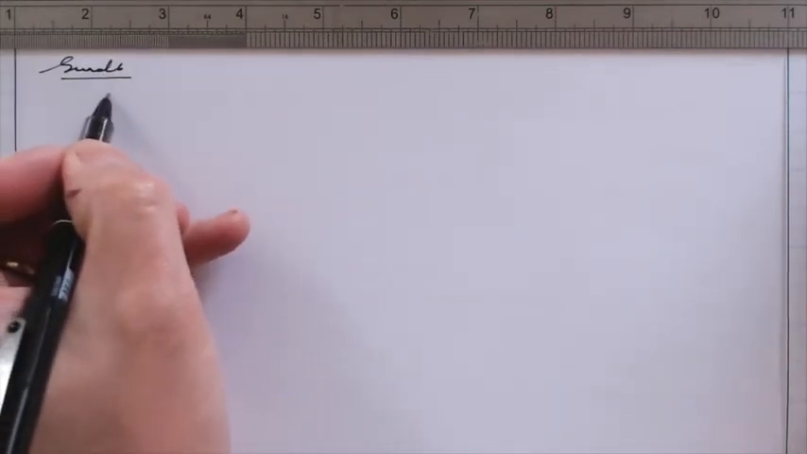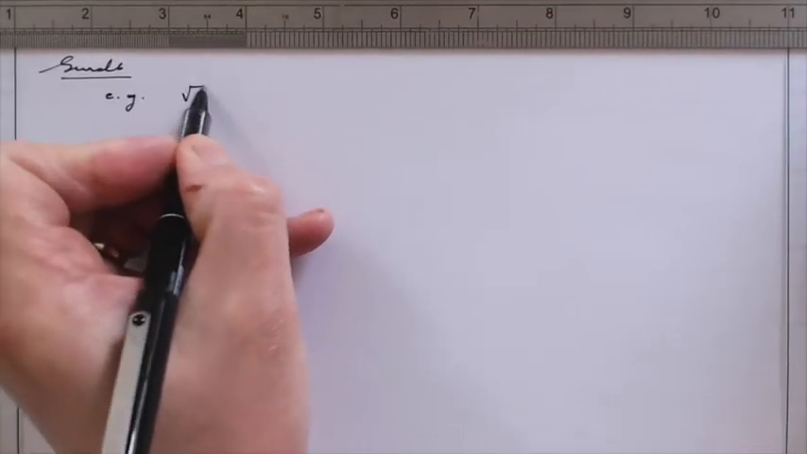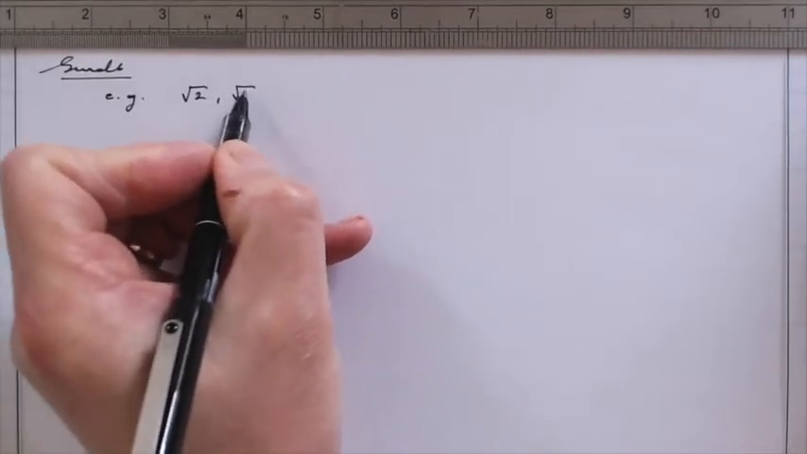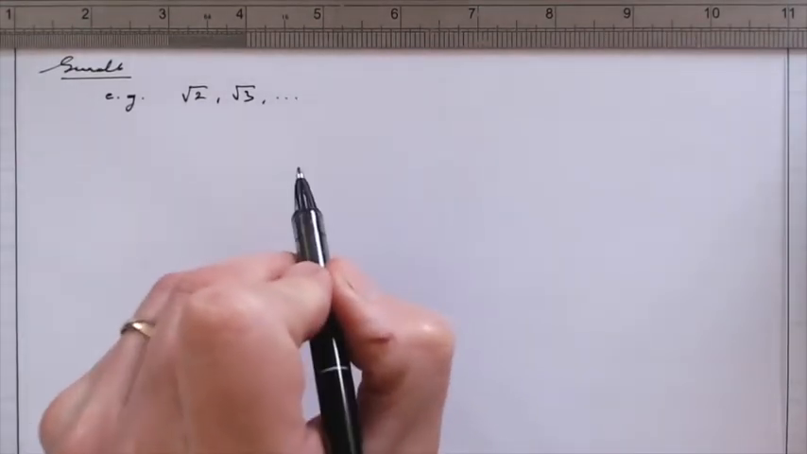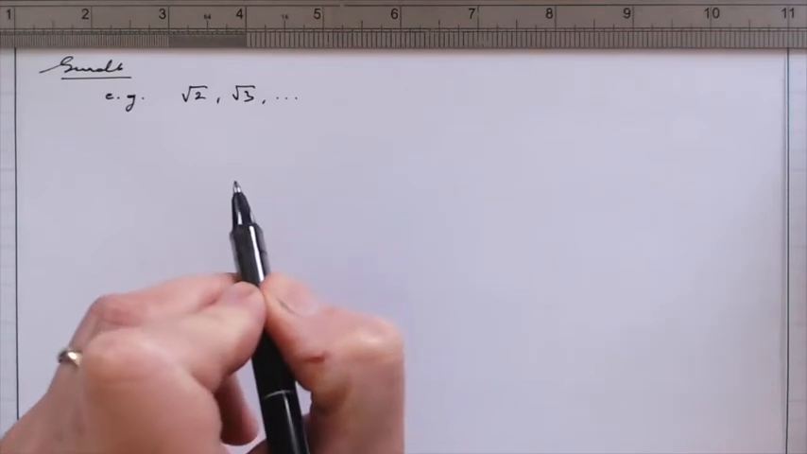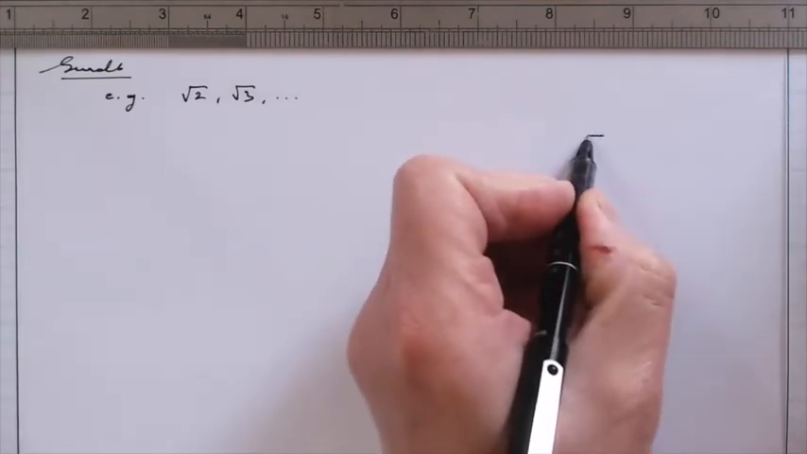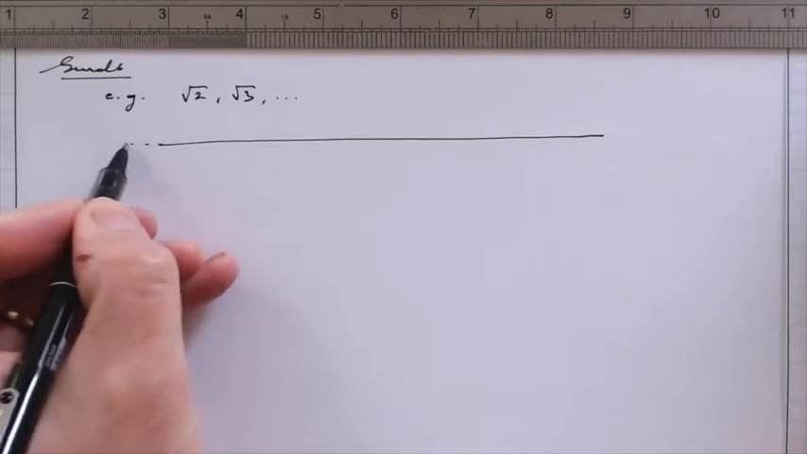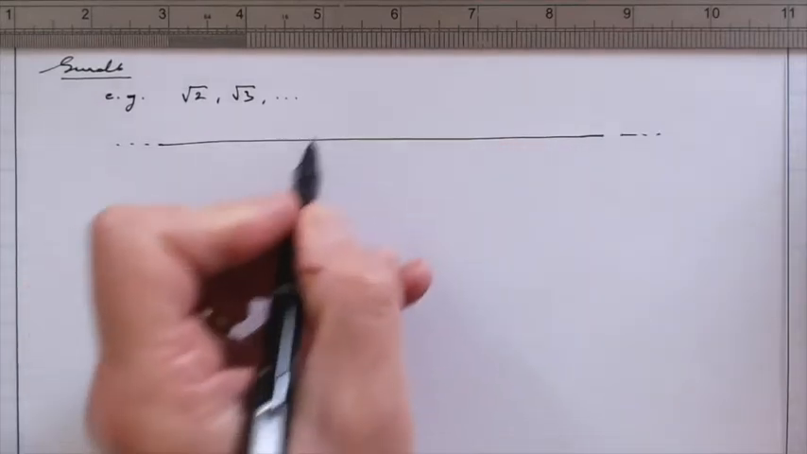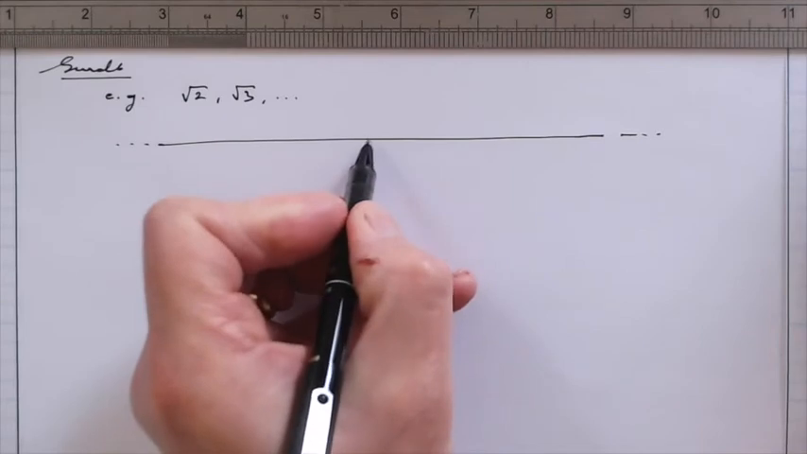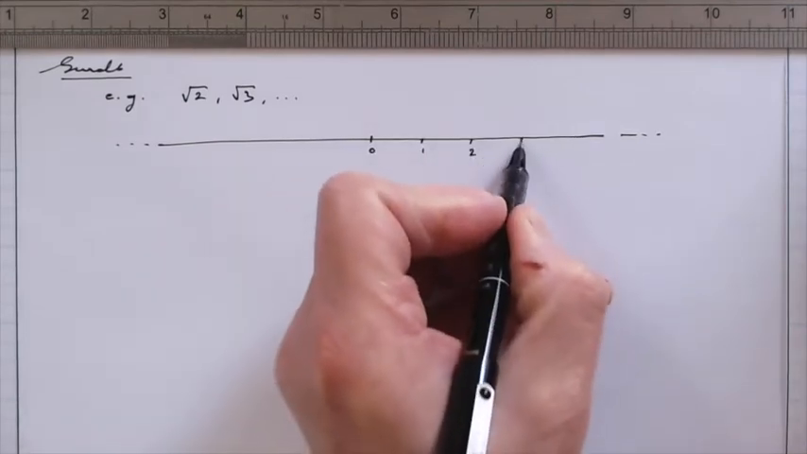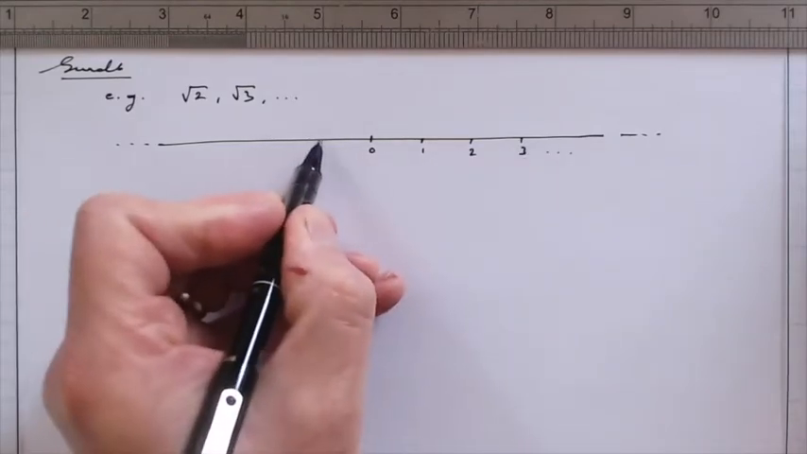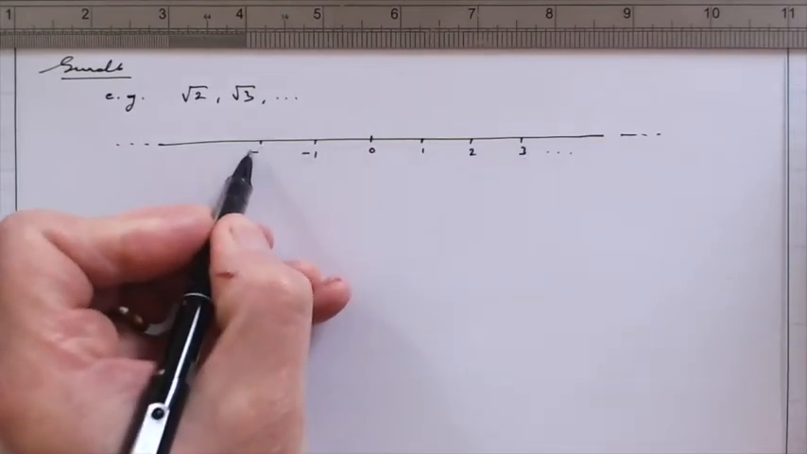When we speak of surds, what we're really talking about are numbers such as the square root of 2 or the square root of 3 and so on. These are irrational numbers, as we talked about in the numbers tutorials. Just a brief reminder here, we have the number line, which is the set of all real numbers. We have the integers sitting on that line, both positive integers and negative integers.